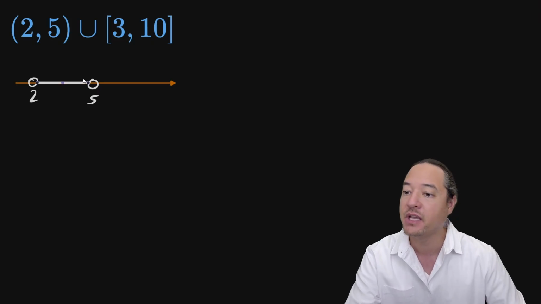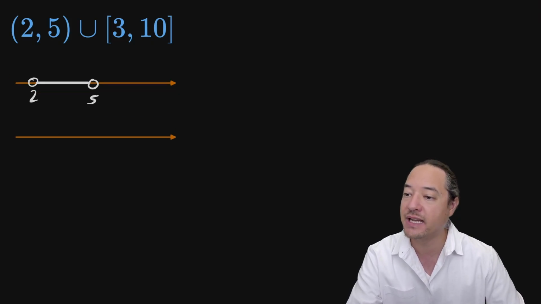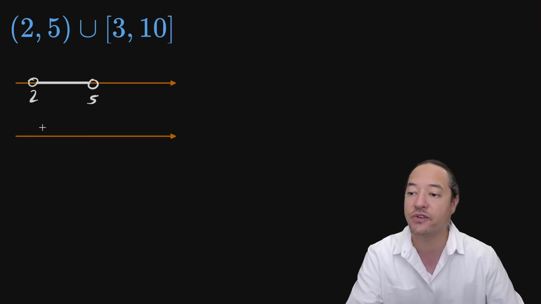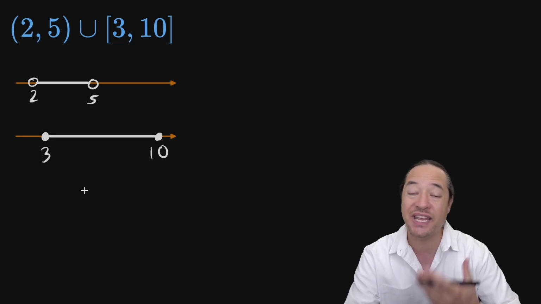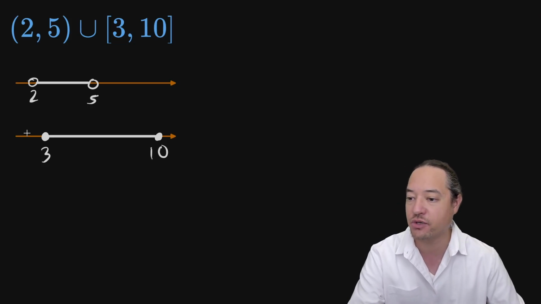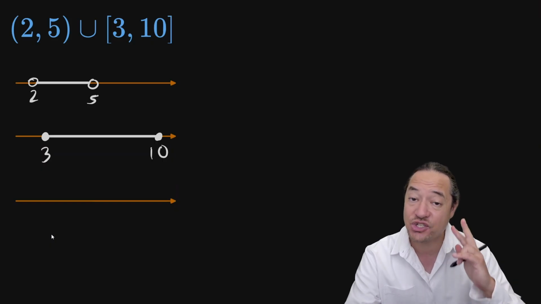There we go. And then we're also going to have another interval over here, and this one is going to go from 3, and it's closed at 3. And it's going to go up to 10, where it's also closed. And so this is going to represent what we have here. So we're going from 3 to 10. And now we need to do a union operator here. So we're going to get the union of these 2 intervals.